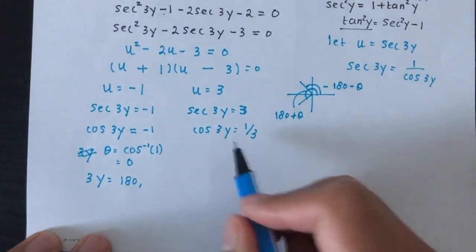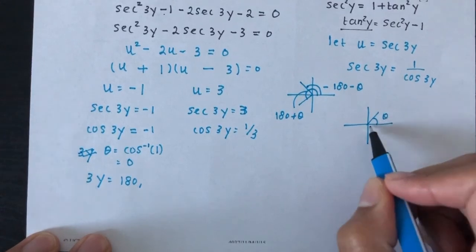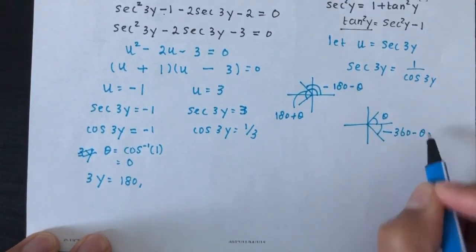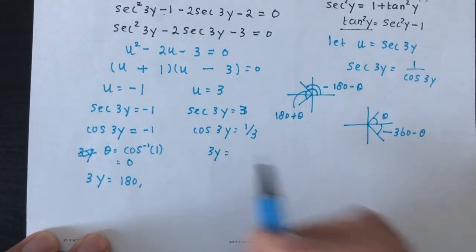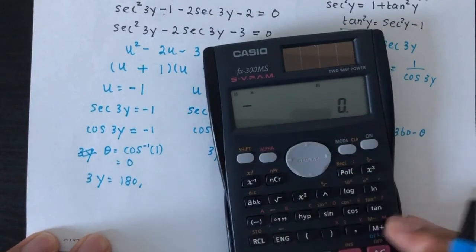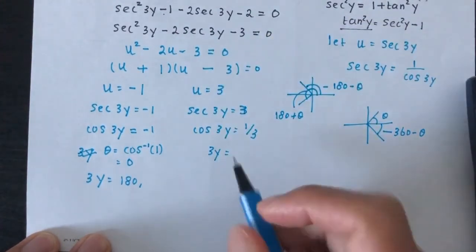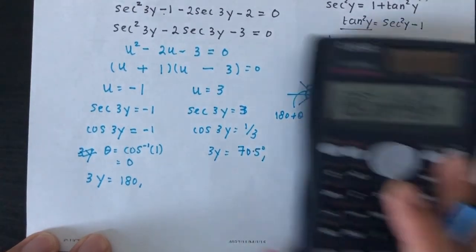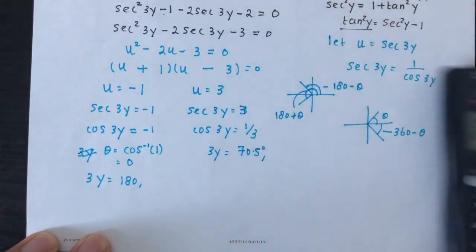Now for this one, when cos is positive, it will be in your first quadrant and in your fourth quadrant, which is 360 minus theta. So let's solve. 3y is equal to cos inverse of 1 over 3, that should give you 70.5. That is in your first quadrant, and then we have 360 minus 70.5, that is 289.5.